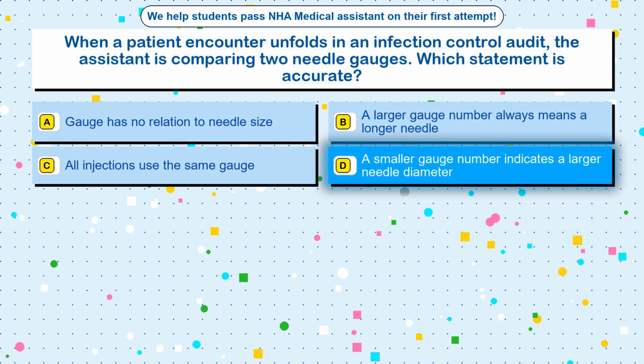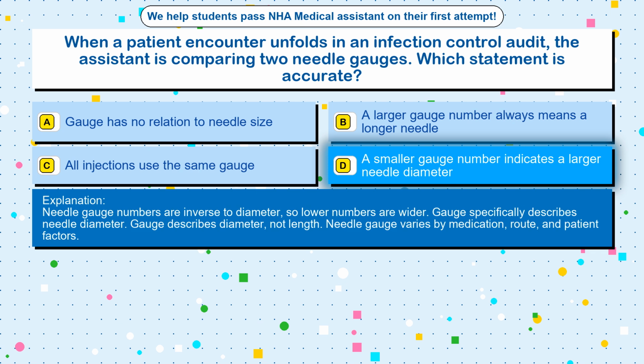A smaller gauge number indicates a larger needle diameter. Needle gauge numbers are inverse to diameter, so lower numbers are wider. Gauge specifically describes needle diameter. Gauge describes diameter, not length. Needle gauge varies by medication, route, and patient factors.